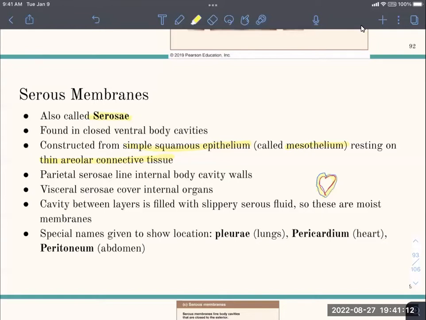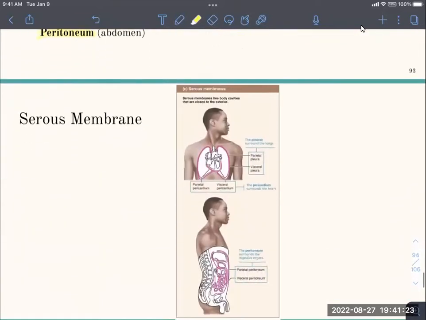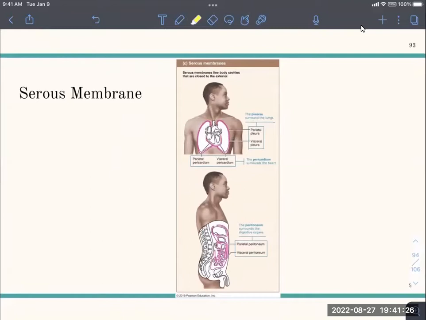They're named for their location. Pleura is the lungs. Pericardium is the heart. Peritoneum is the abdomen. So here's pictures that show all of them. Every single one of them has a visceral and parietal layer, and they're just named for the organs that they're around. Pleura, lungs. Pericardium, heart. Peritoneum is in the abdomen around all those organs.